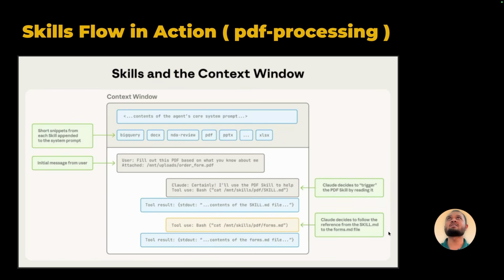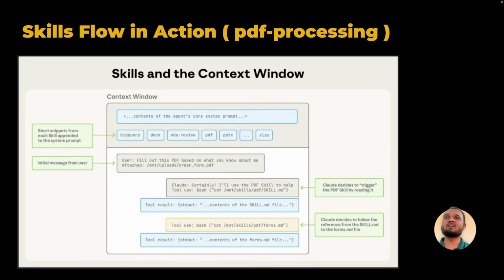Now we'll see how this skill flow works in action for PDF processing. This is basically a system prompt, and these are all the metadata of the skills. A short snippet from each skill is appended to the system prompt. Now the initial message from the user will come, and the user will ask, fill out this PDF based on what you know about me, and the user will give the PDF as an attachment. Now Claude will decide to trigger the PDF skill by reading it, and again, Claude will decide to follow the reference from the skill.md file to the forms.md file because it came across a form in your PDF file. And if you see, there's a tool use written here. So it is kind of using this forms.md file as a tool, as a guideline to fill the forms which are present in your PDF file.